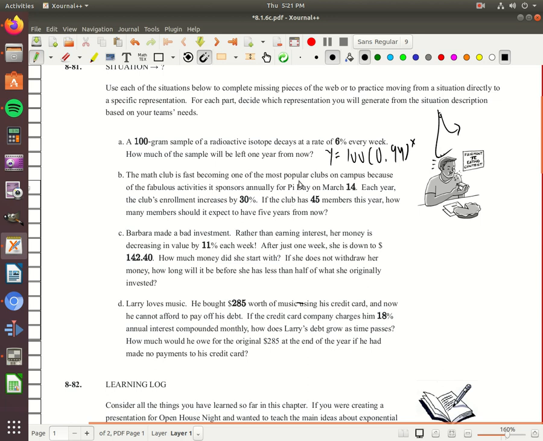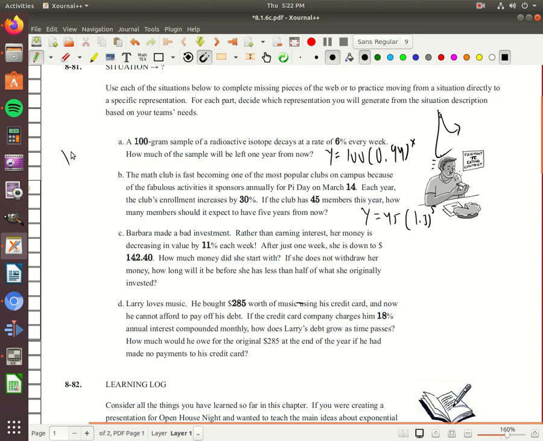The Math Club is fast becoming one of the most popular clubs on campus because of the fabulous activities it sponsors annually for Pi Day on March 14th. Each year, the club enrollment increased by 30%. If the club had 45 members this year, how many members should it expect to have 5 years from now? So I guess we could say y equals 45 times 1.3, and we'll put a 5 there, right? That's going to help us figure that out.